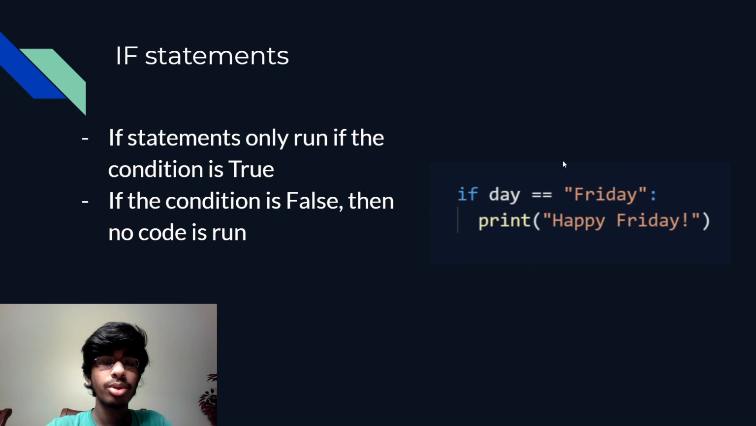In this case, we use the double equal sign, which is a Boolean operator that you should have learned about in one of the earlier videos. Just as a refresher, the double equal sign evaluates to true if the two things in between are the same. So if the variable day is a string that says Friday, it'll evaluate to true, but otherwise it'll evaluate to false. After the condition, we have a colon, and then we have the code inside of the if statement. In this case, it is just a print command that prints Happy Friday, but you can have as many lines of code as you want in there.